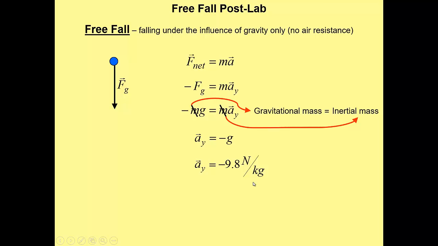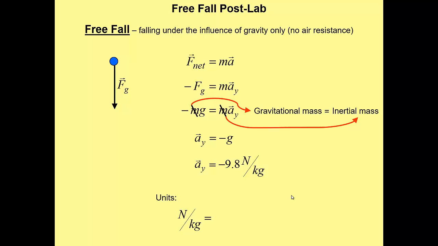But wait a minute, you might be saying. Those aren't acceleration units. Those are gravitational field strength units, which means that for every kilogram of mass, there's an additional 9.8 newtons of force of gravity or weight. Every 1 kilogram of mass, the gravitational field applies an additional 9.8 newtons of force. That's not acceleration.